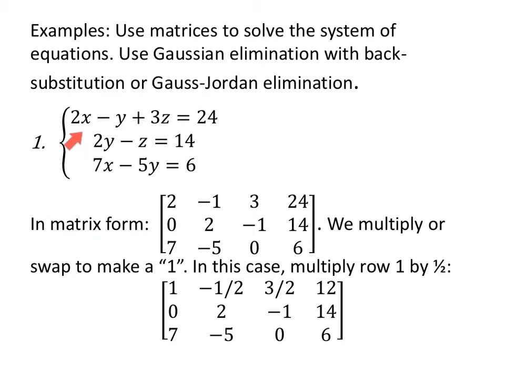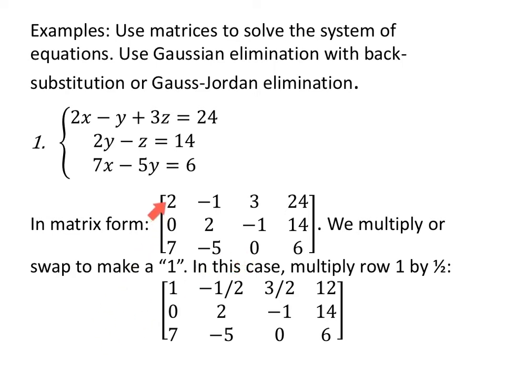Alright, so first thing I do is I put my system of equations in matrix form, x, y, z, and constant terms, filling in the zeros where I have them. I have 0 x's in the second equation, 0 z's in the third equation, so a 0 in the second row and a 0 in the third row.